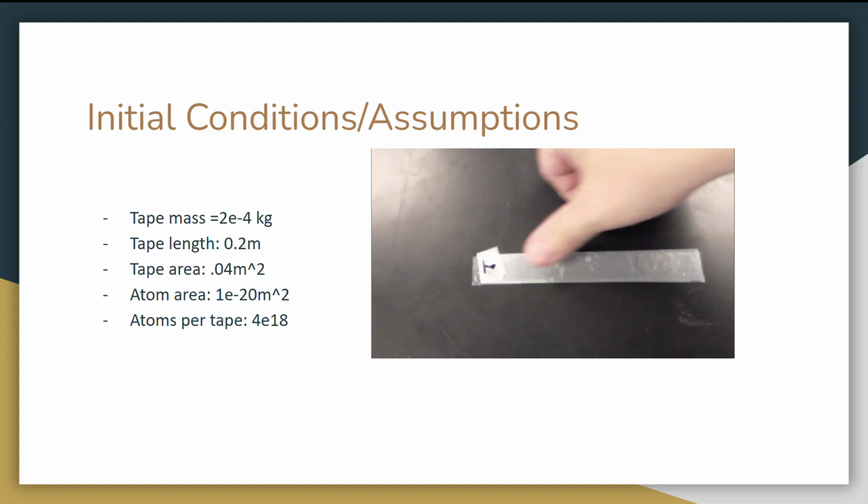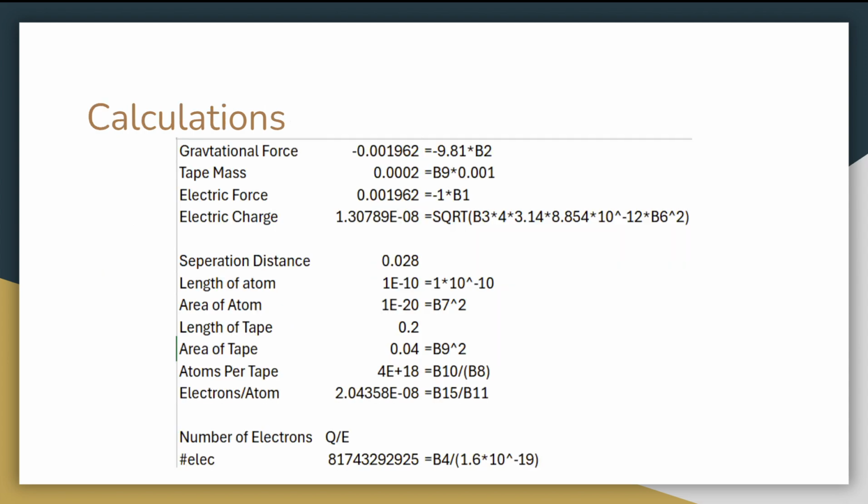So looking at the initial conditions and assumptions, on the right you can see what I meant by using the base tape. And on the left you see that the tape mass was 2 times 10 to the negative fourth, obviously because tape is extremely light. The tape length was 0.2 meters, the area was 0.04 meters squared, and you could use that to find the width of the tape as well. The atom area was 1 times 10 to the negative 20th, obviously, and then the atoms per tape were calculated to be about 4 times 10 to the 18th.